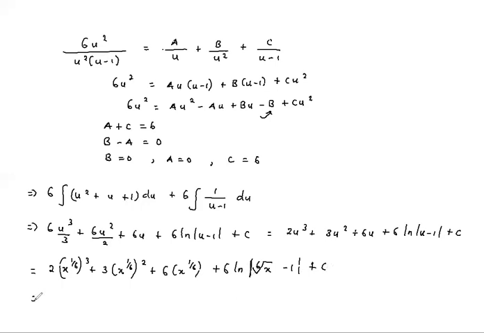which is 2 square root of x plus 3 cube root of x plus 6 times the 6th root of x plus 6 ln of the 6th root of x minus 1 plus c. So we have this.